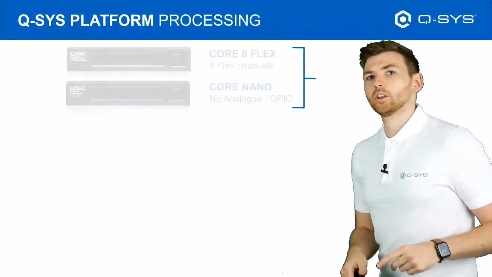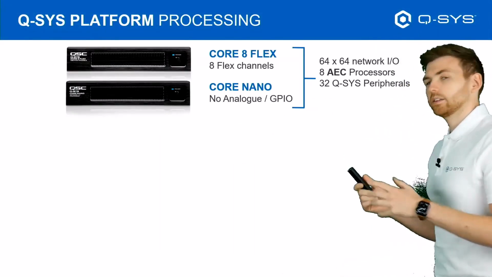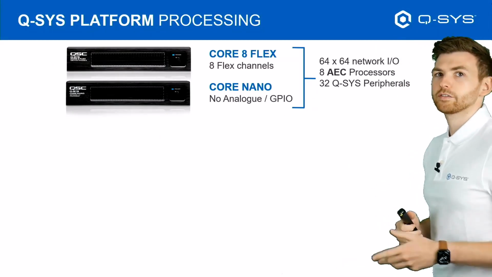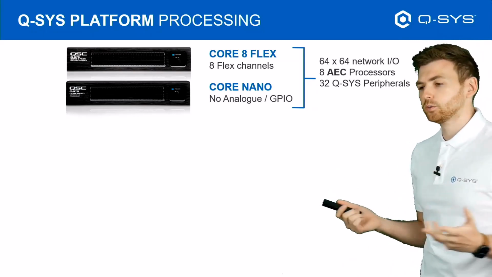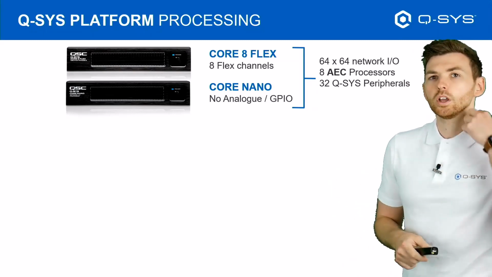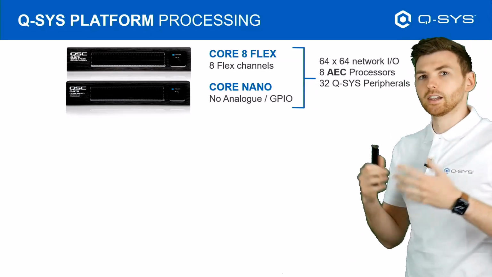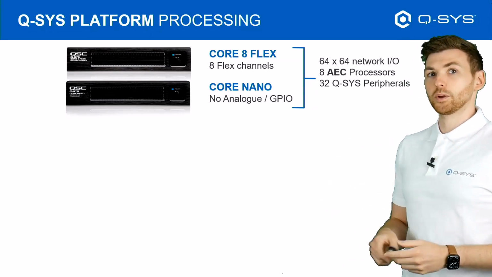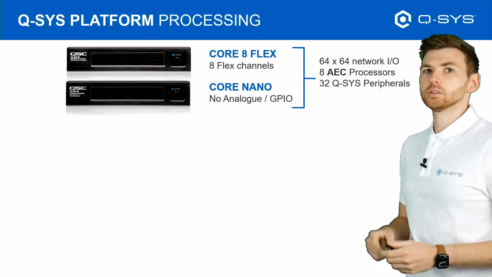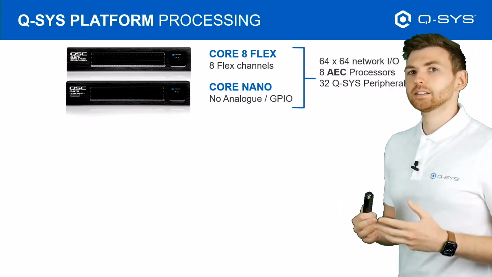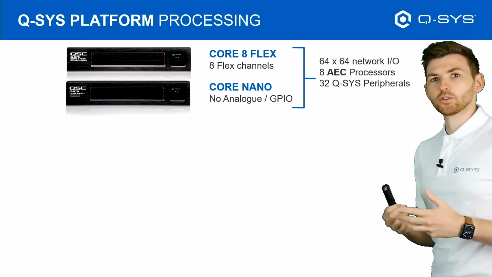And very quickly, we're going to look at this right now. So down at the lower end, we have the Core 8 Flex and the Core Nano. And these are now essentially the sort of default Q-SYS cores that you might use in any project. Okay, when you start to get into larger projects, we're going to move up from these, but these are very, very capable, and they're actually exactly the same in terms of the processing that they have.